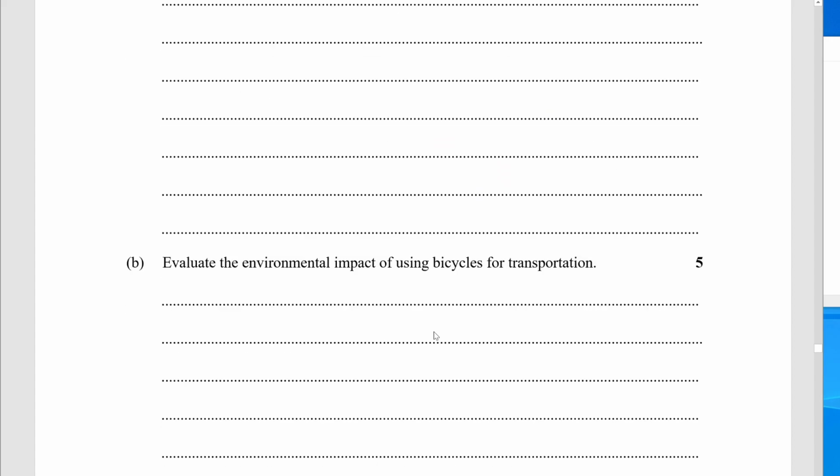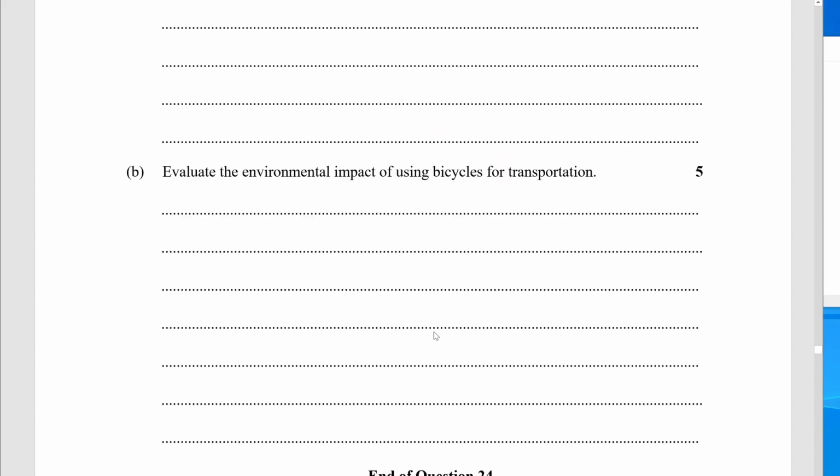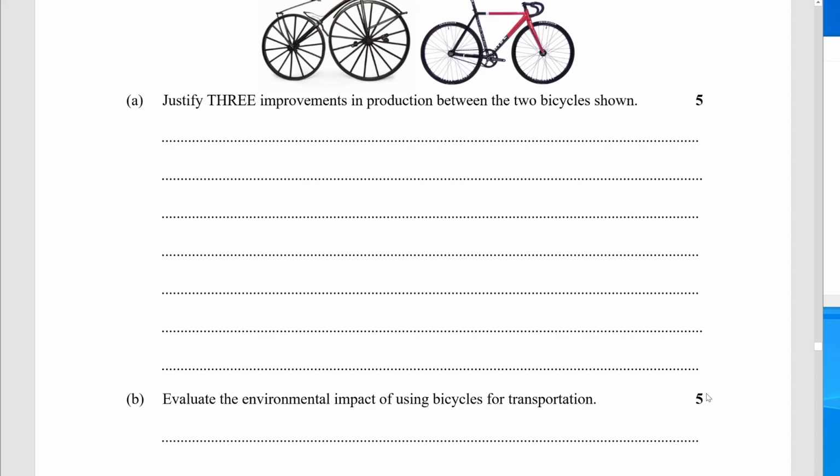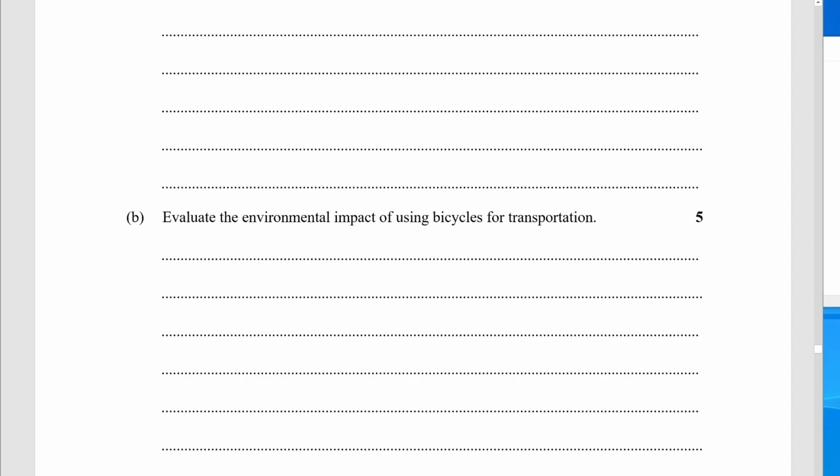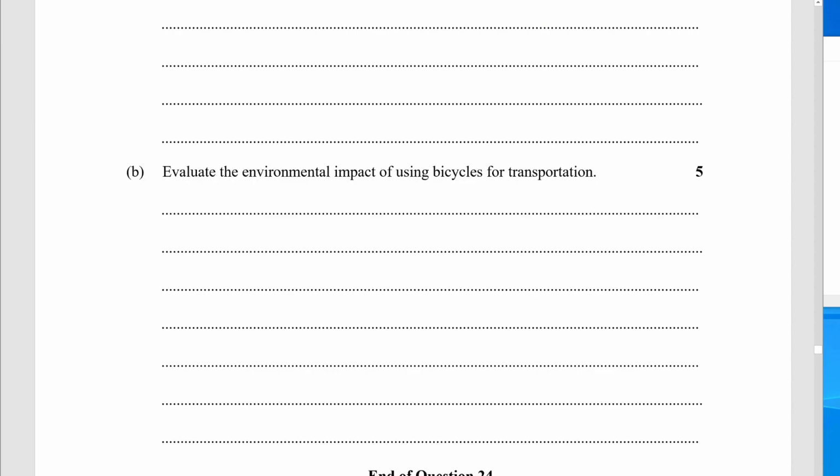Evaluate the environmental impact of the use of bicycles for transport. Now I've asked for 5 marks here. Keep in mind that if we're cubing this, we're starting with circling evaluate, and then we're underlining environmental impact of bicycles. I don't think we need to box anything. And okay, so what are we going to say? Well, evaluate typically means we have to make a judgment, right? At the end of it, we have to make a call. We have to say if it's good or bad.